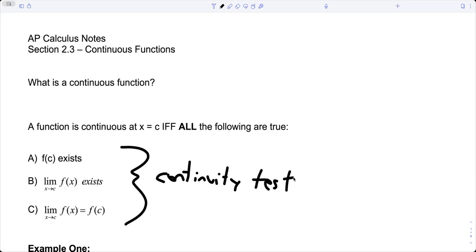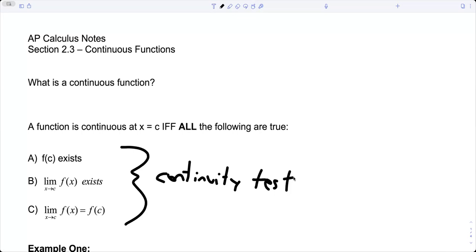f of c exists. So the point has to exist. It doesn't make any sense. A function cannot be continuous if the point doesn't exist. Right? So first thing, the point has to exist. Second thing, the limit as x goes to that point of the function exists. And then third, the limit as x goes to that point of the function is equal to the value of the point. Those three things must be true in order for a function to be continuous.